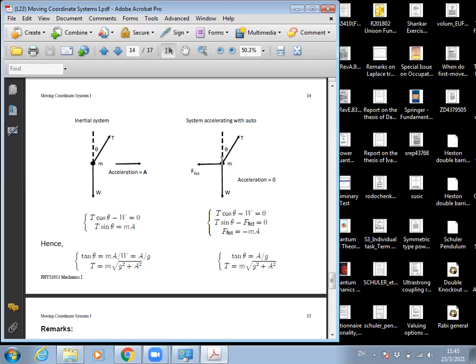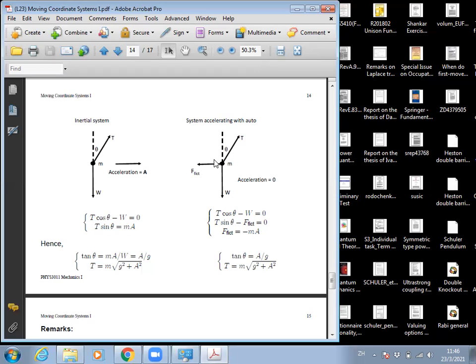Again, we draw the force diagram of the small mass m. Then we identify all the forces acting on the mass. As you can see, there's a gravitational pull pointing vertically downward, and there is a tension acting on the mass, and this direction makes an angle theta with the vertical.